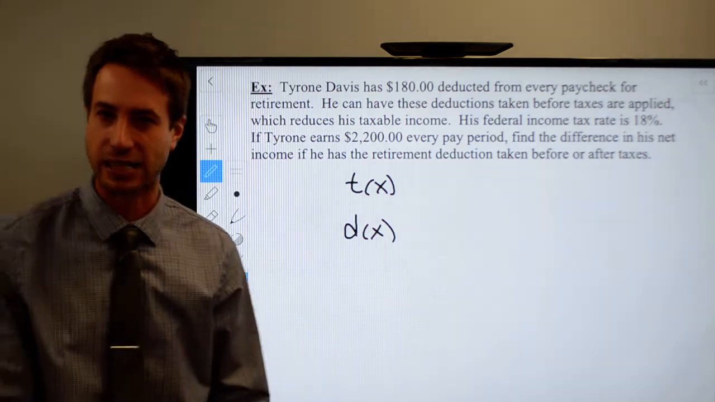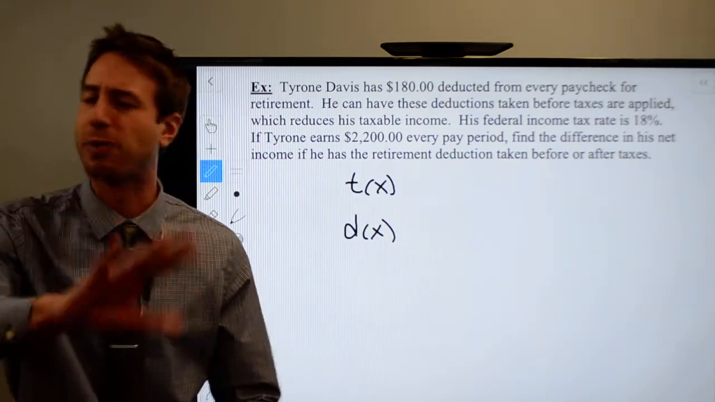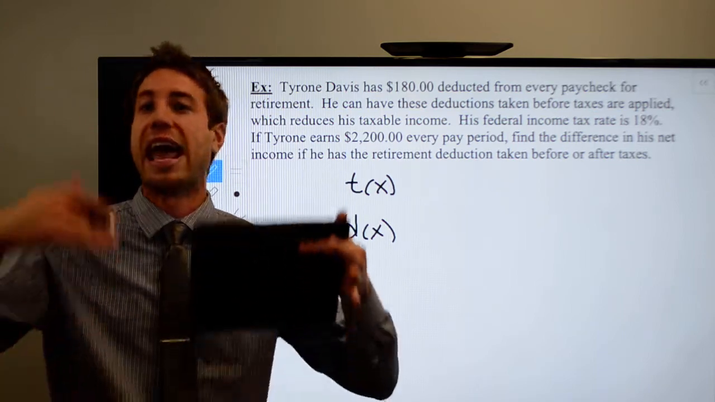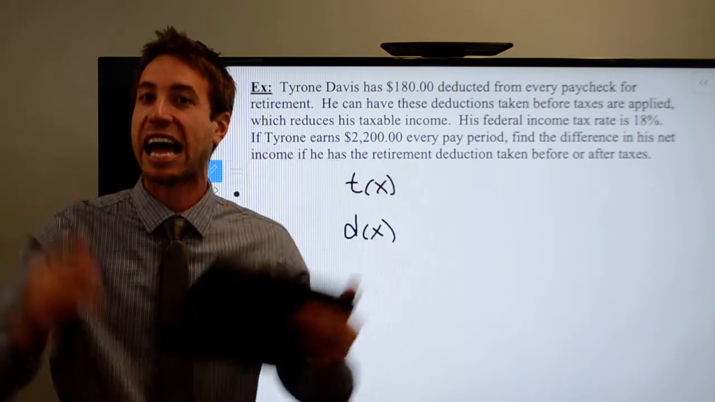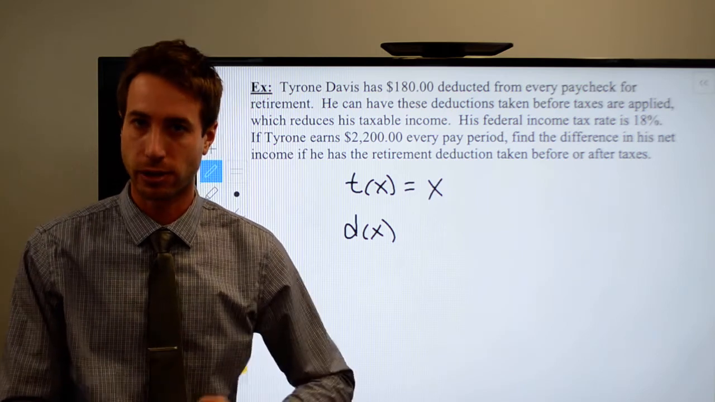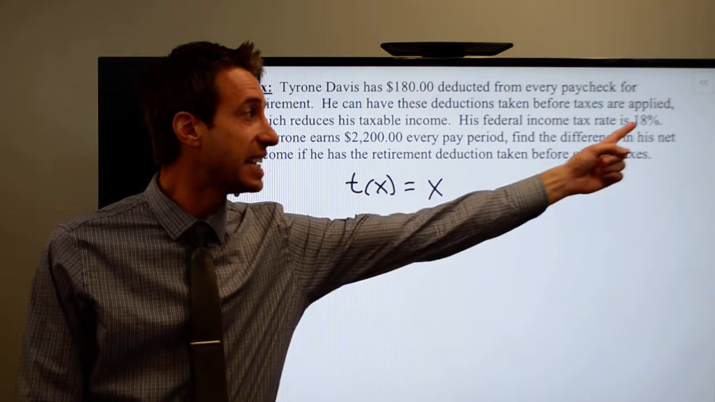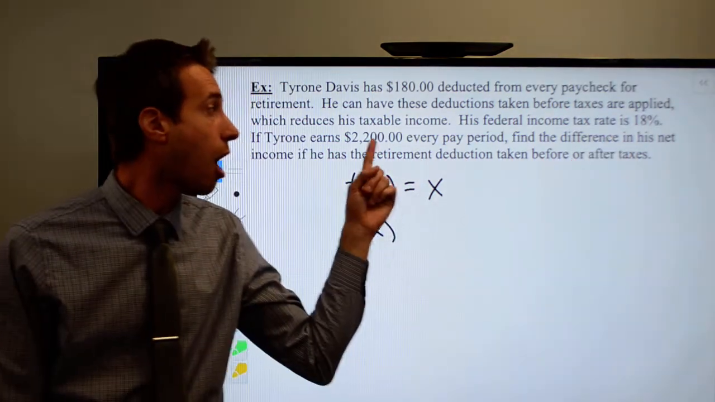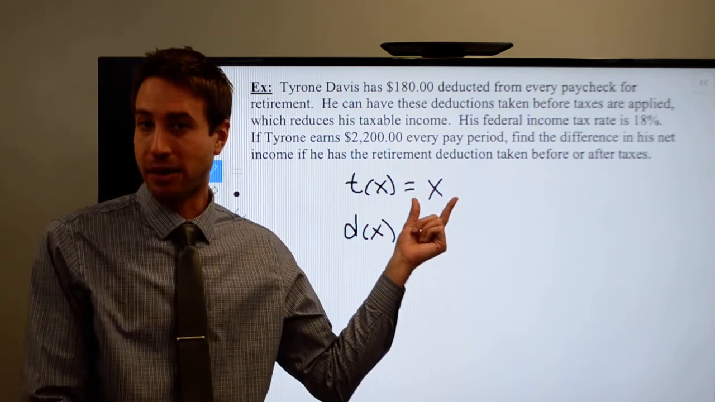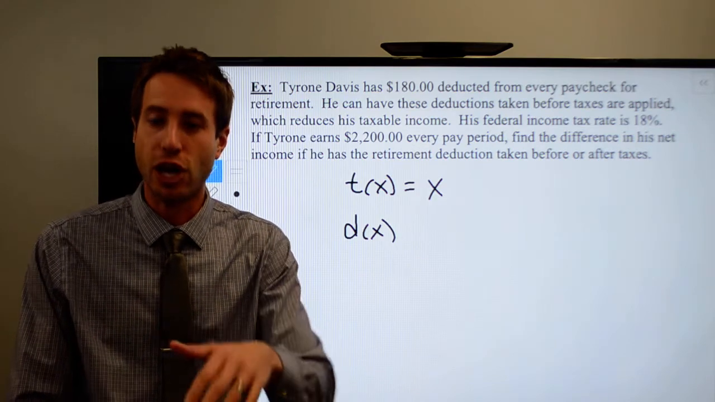Now, here's the way that taxes work, right? Tyrone makes $2,220, but we're going to ignore his salary at the moment, and we're just going to say whatever Tyrone makes, X, his salary. So Tyrone makes X dollars, but he gets taxed on that, right? So his tax rate is 18% of whatever amount he's making. So from the amount of money that he made, which is his gross income, right?